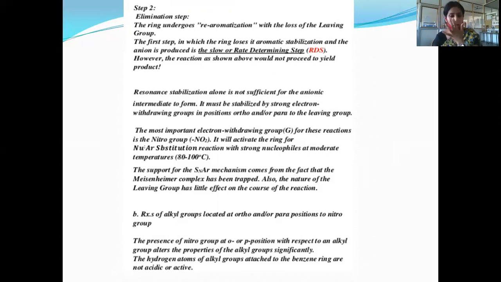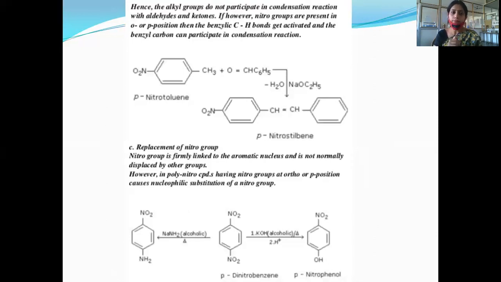Next, we see the reaction of the alkyl group located at the ortho and para position to the nitro group. Now, you know that when NO2 is ortho and para with respect to the alkyl group, it will alter its properties. Normally, the hydrogen atoms of the alkyl group attached to the benzene ring are not acidic. We know that.